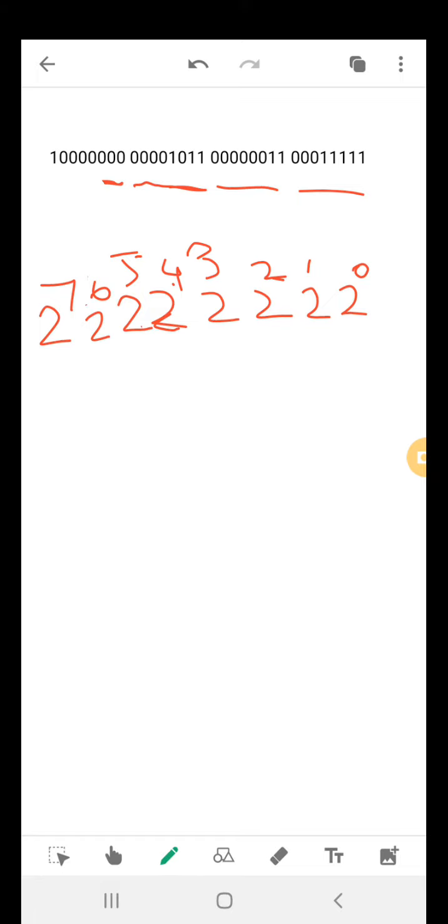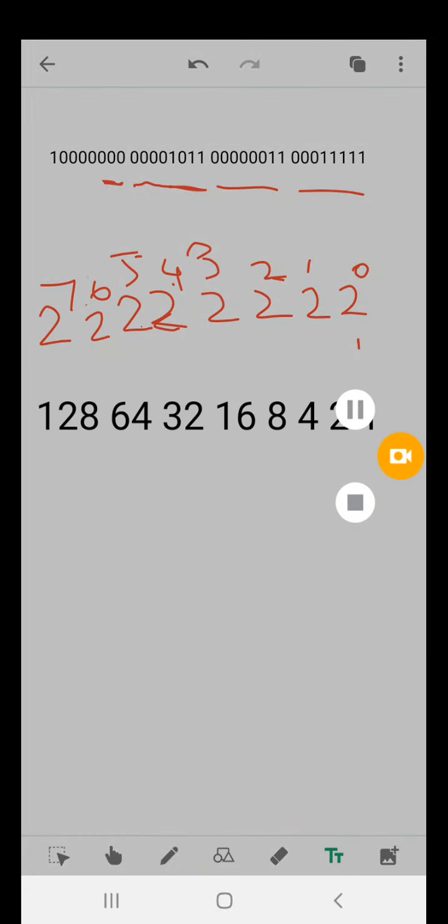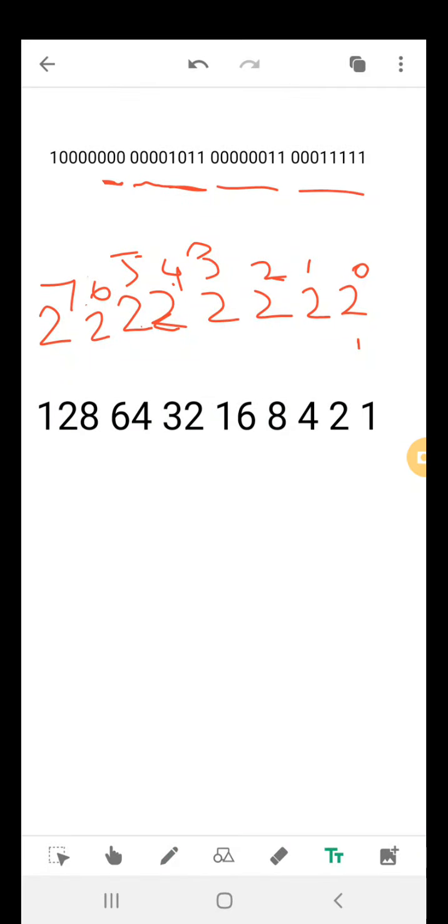Now we know what 2 raised to power 0 is. That is equal to 1. Then 2 raised to power 1 is 2. Then 2 raised to power 2 is 4. So this is how it is going to look. 2 raised to power 0 is 1, 2 raised to power 1 is 2, 2 raised to power 2 is 4, 2 raised to power 3 is 8, 2 raised to power 4 is 16, 2 raised to power 5 is 32, 2 raised to power 6 is 64, and 2 raised to power 7 is 128. These are the multiple values.